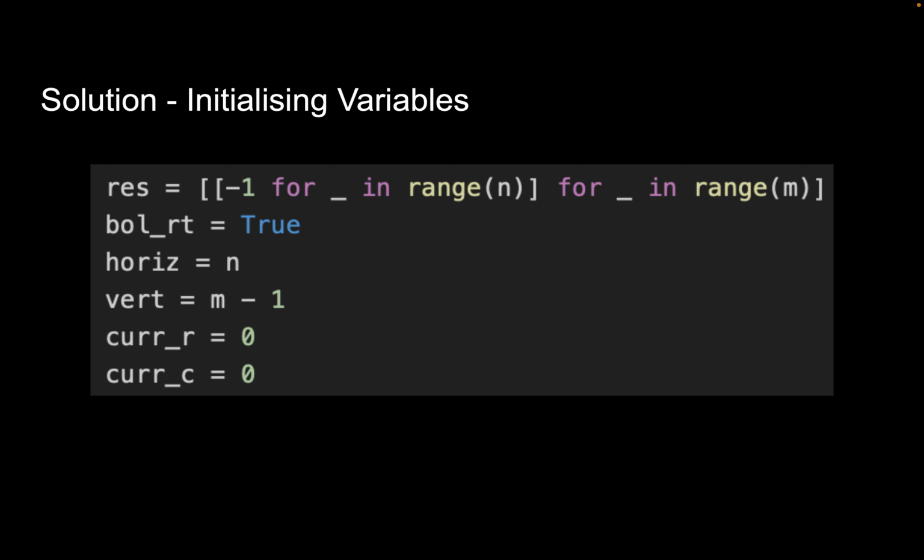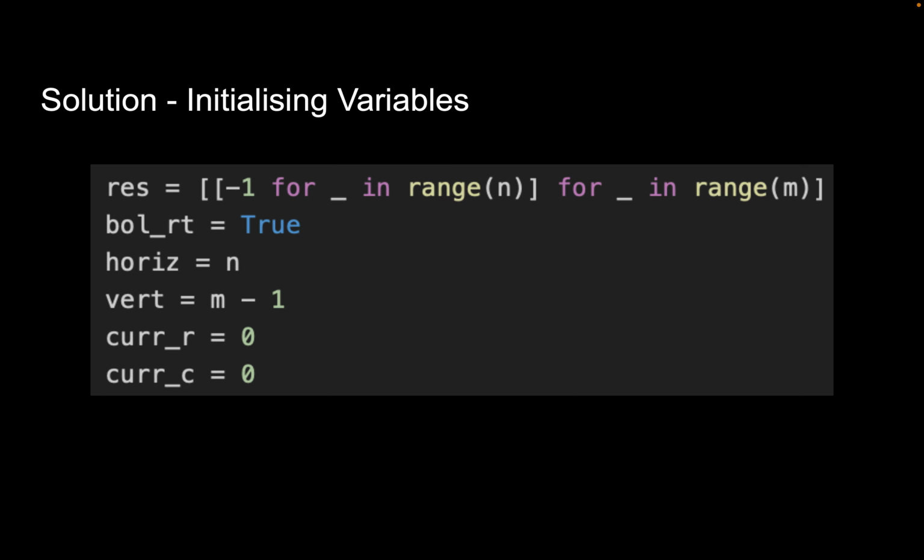Also, you initialize a variable called horiz and set it to be n, which is the number of columns in the matrix, because that's how much you can move from left to right in the matrix, right? So the number of columns. So initially it's 5, or like in this case n. And we also initialize a variable called vert, which is how much you can move vertically, right?